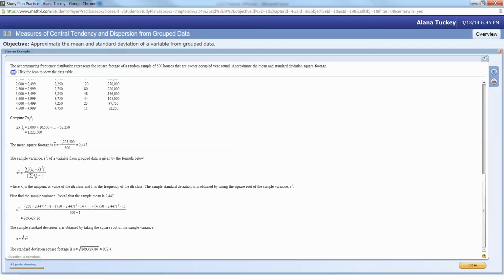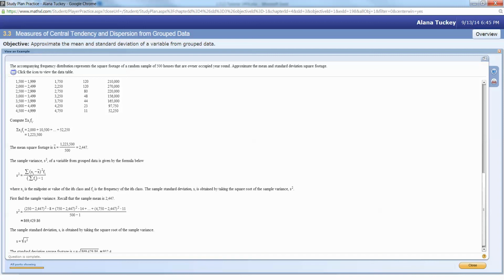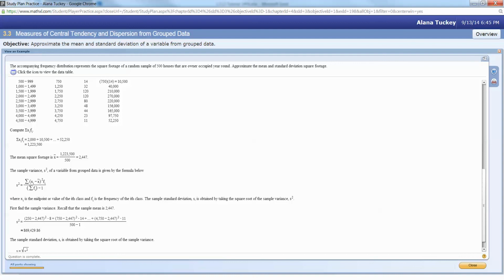Don't pay attention to this. They're doing it all by hand. We don't have to do any of it by hand. There we have the standard deviation 932.4 down there. And then we have the mean is 2447 right there.